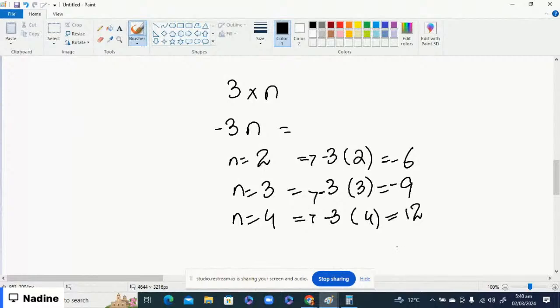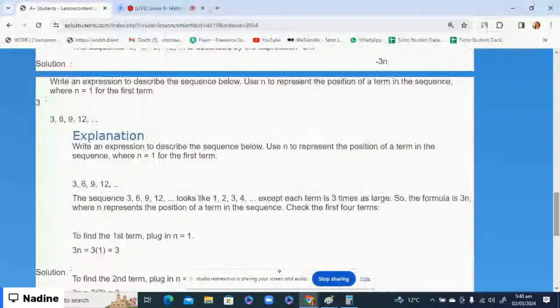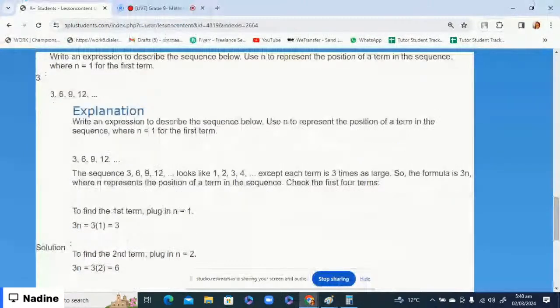Okay, so let's do this one. Write an expression to describe the sequence. It's again the same thing, 3, 6, 9, 12. Now again 3n. First of all, put n as 1 because it starts from 3. So 3 times 1 is 3. Then putting n as 2, 3 times 2 is 6. Then n as 3, 3 times 3 is 9. Putting n as 4, 3 times 4 is 12.